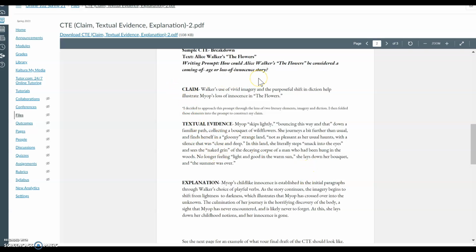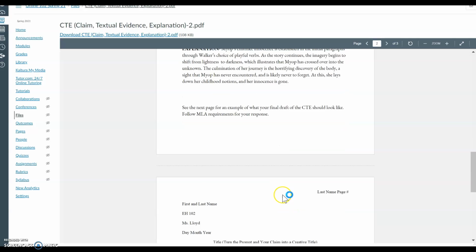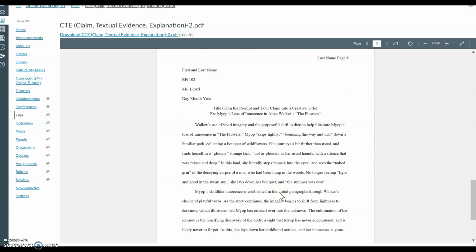You take your writing prompt, add the literary elements that you're going to be examining, and turn that into a claim. Then you provide your textual evidence, remembering that you don't use big chunks of text; you use little bits of meat, the best evidence to support your claim. Then you explain how that evidence actually meets your claim, how it proves or refutes the claim that you're trying to make. And I gave you an example of what your CTE should look like.